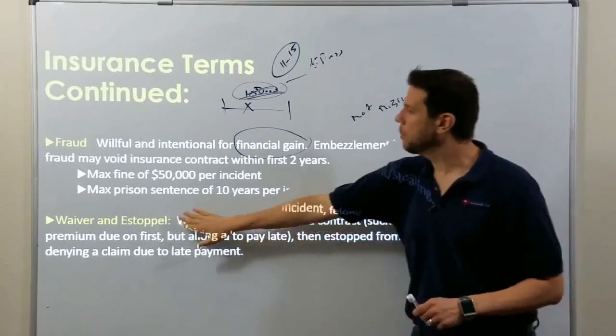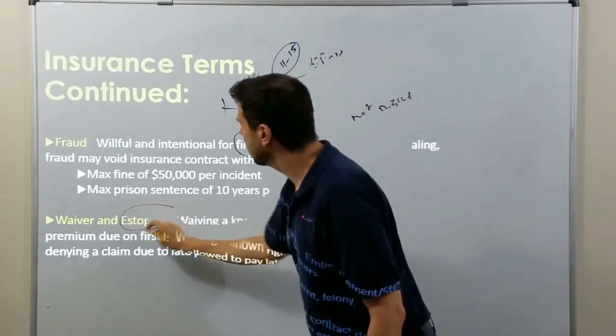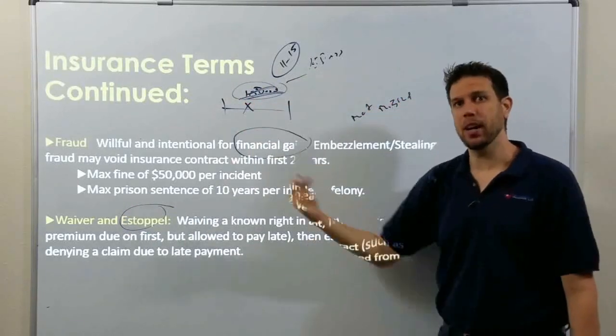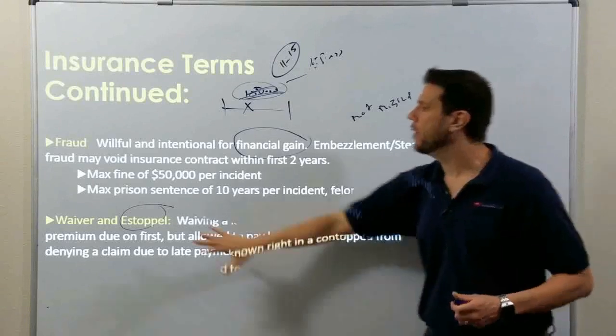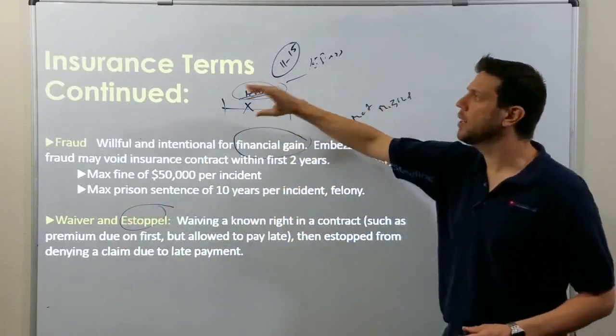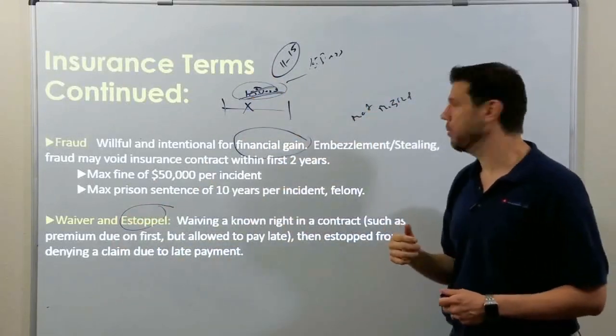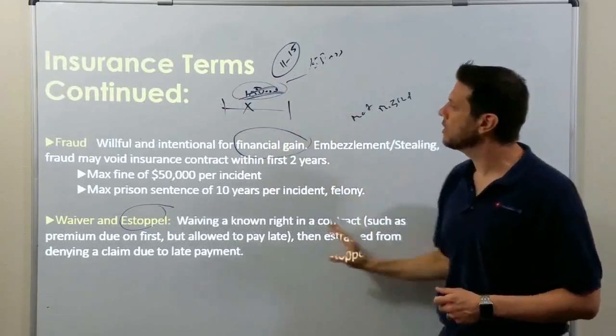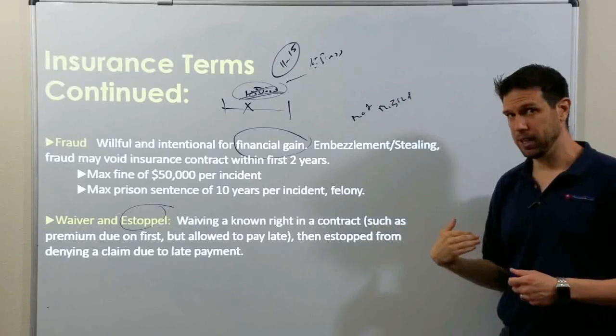Because the insurance company would be stopped from going back to the right that they had given up. A waiver is giving up a known right in a policy. The insurance companies almost never do this. And if they do give up that right, then they are stopped from taking back that right.